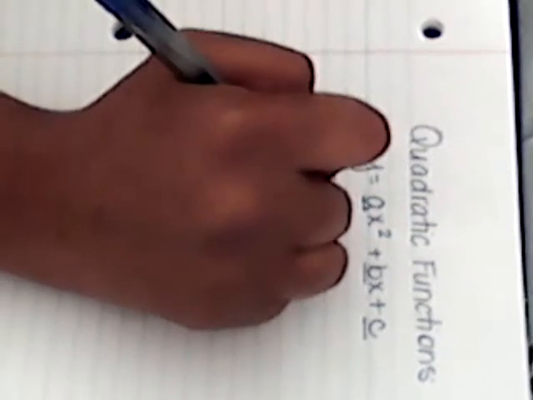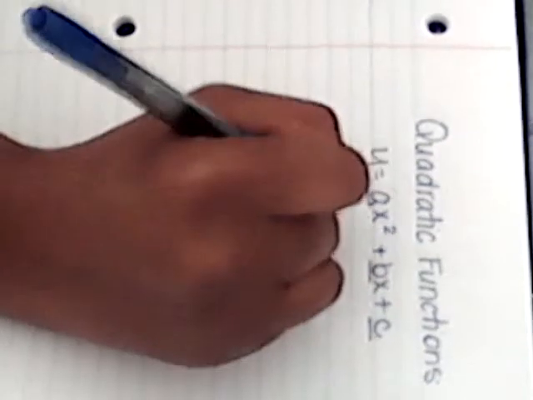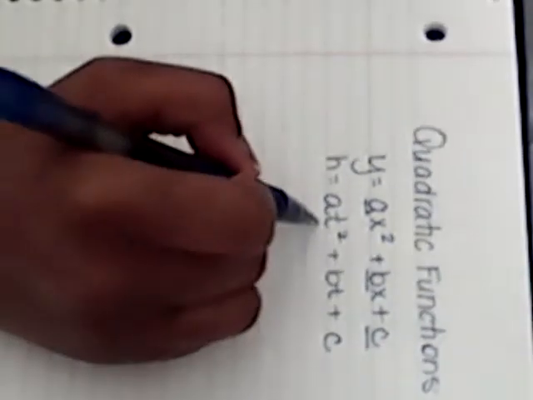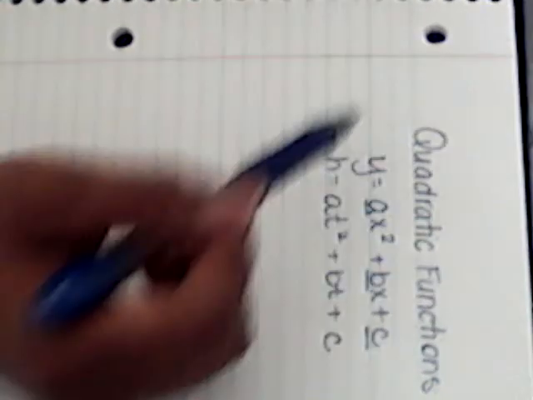So if you have any other variable, for instance, if you have h equals a t squared plus bt plus c, that is still a quadratic function. You can replace h and t with x and y. Now let's talk about graphing.